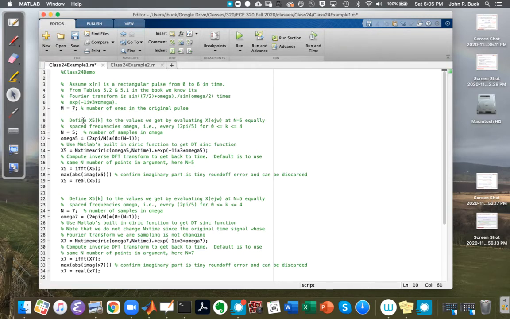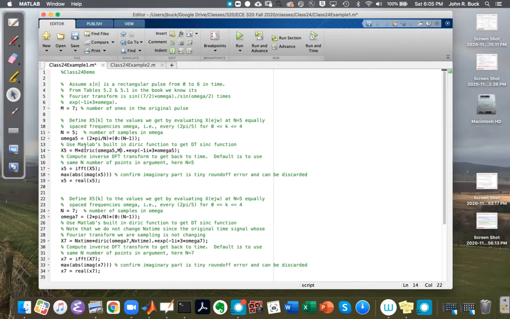And so for the first case, I'm going to define x of 5, what we get if I plug into this equation up here at 5 equally spaced points from zero, every 2 pi over 5. And I'm going to do that with sine m omega over 2 divided by sine omega over 2, which is in the MATLAB Dirichlet function, the Dirichlet kernel it's called, with an extra factor of m.